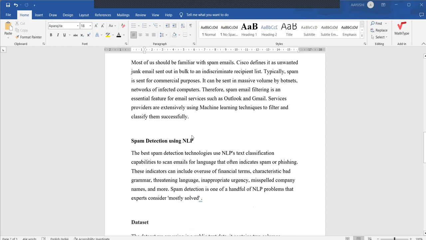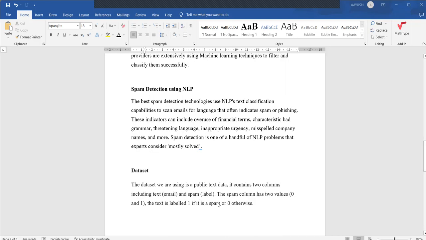So, talking about spam detection using NLP, which we are going to explore in our project: the best spam detection technologies use NLP's text classification capabilities to scan emails for language that often indicates spam or phishing. These indicators can include overuse of financial terms, characteristic bad grammar, threatening language, inappropriate urgency, misspelled company names, and many more. Spam detection is one of a handful of NLP problems that experts consider mostly solved.